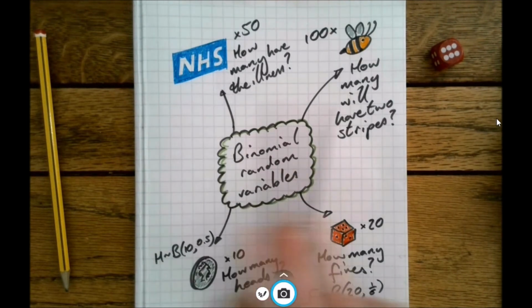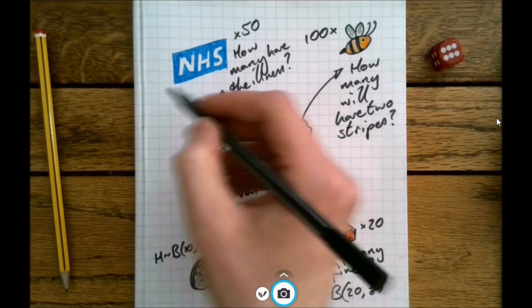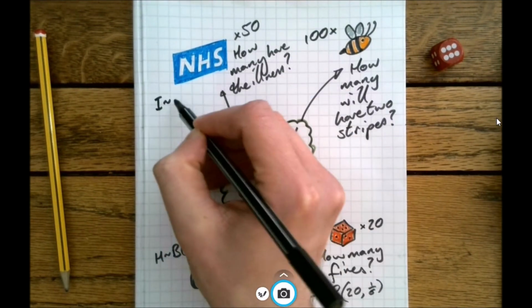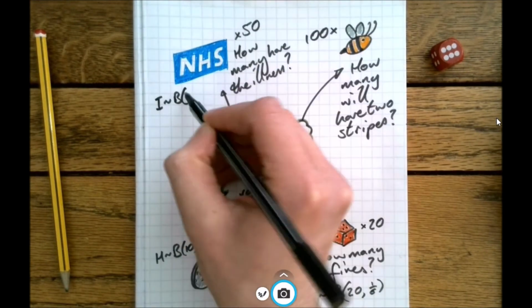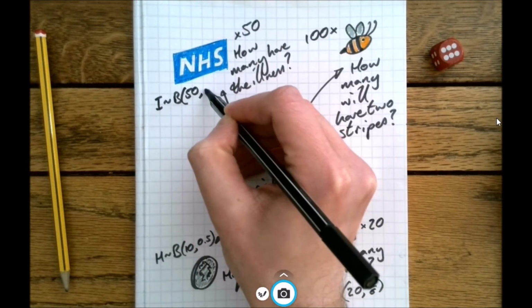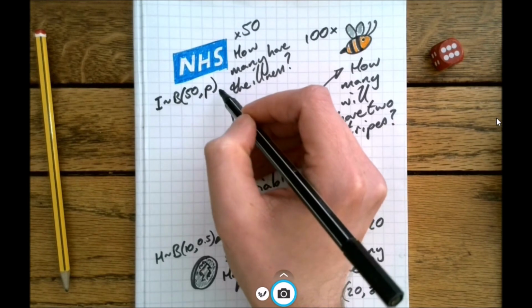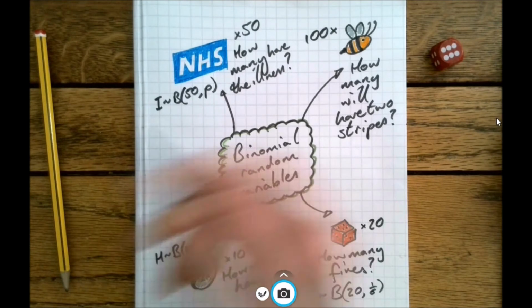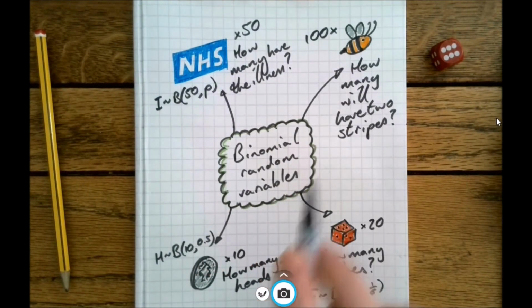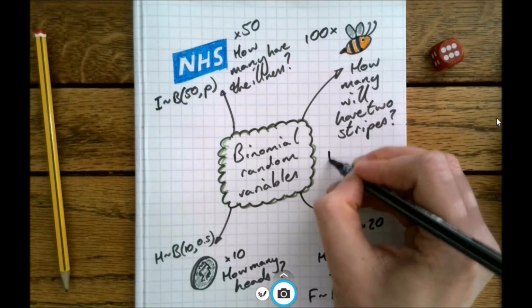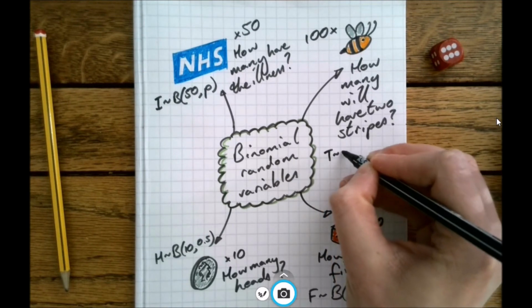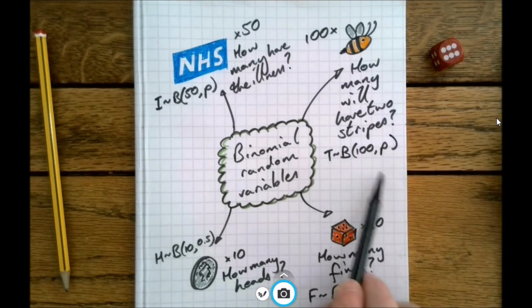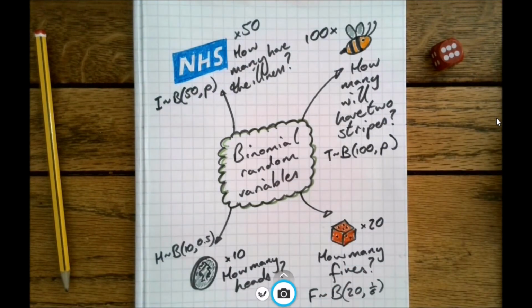For the real world examples, we often actually do things the other way round. We might say that the number of people ill is a random variable, binomial with 50, but we don't necessarily know what p is, and we do some experiments to try and find out what p is. That was the whole point of the binomial hypothesis testing that we did last year. Similarly, for the bees, number with 2 stripes, that's binomial 100, and we might do some testing to find out what p is as well.